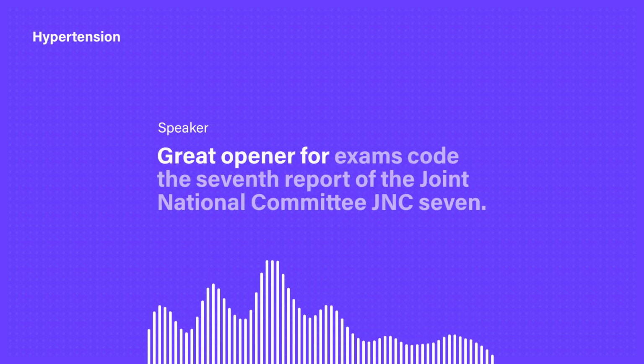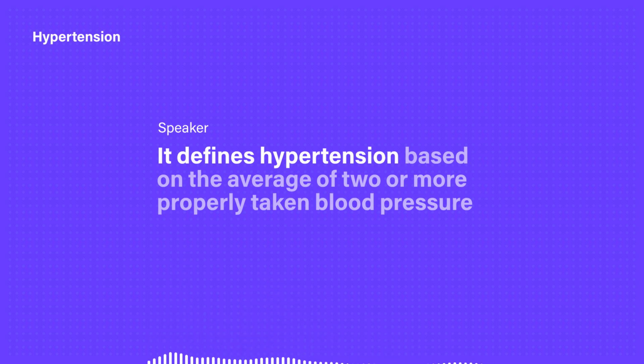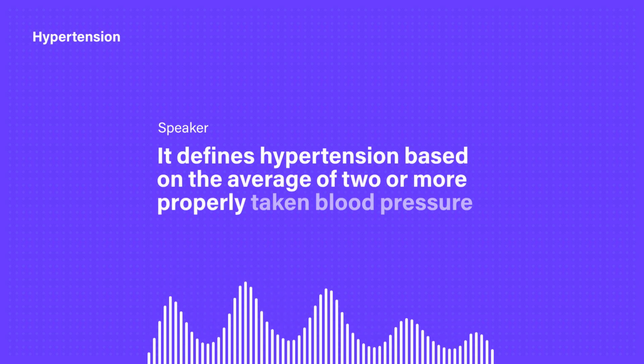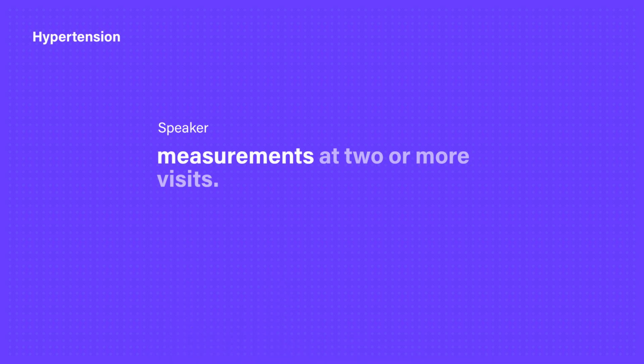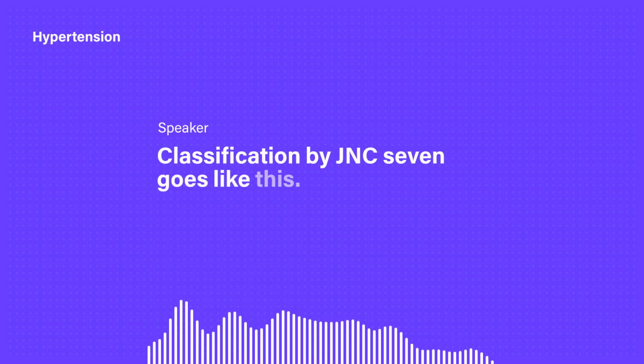Great opener. For exams, quote the 7th report of the Joint National Committee, JNC 7. It defines hypertension based on the average of 2 or more properly taken blood pressure measurements at 2 or more visits. Classification by JNC 7 goes like this.